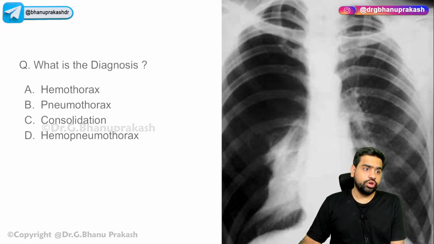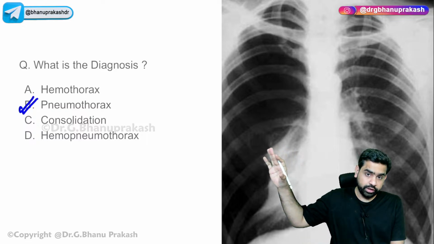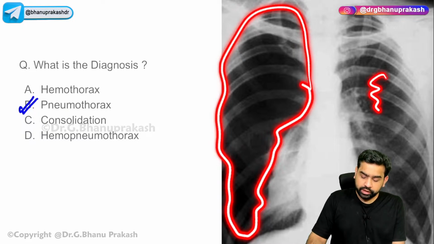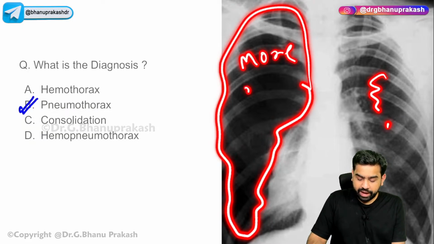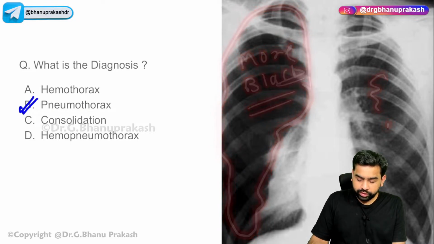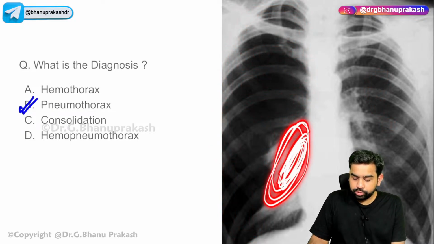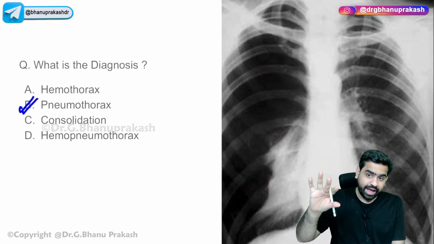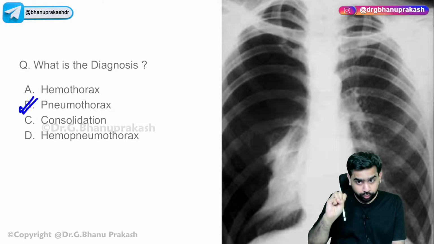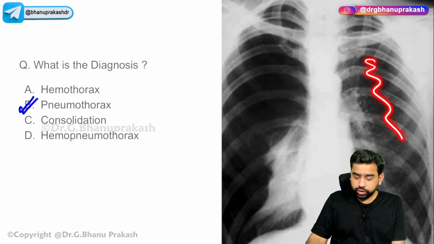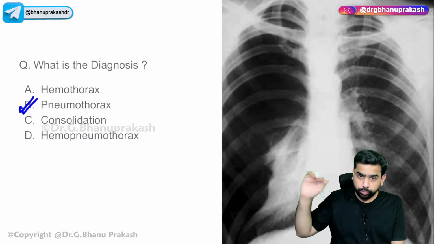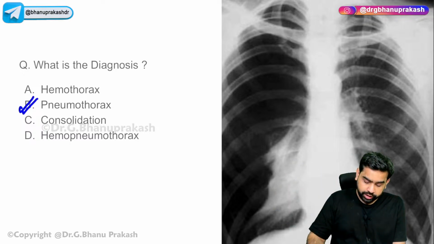Okay, so yes, it is a pneumothorax. Very good. So what you're basically appreciating over here is that this particular part of the lung is more black as compared to the other side. Why is this more black? Because the lung has collapsed over here, leading this part to be more black. The haziness you see over here is because of the bronchovascular markings, and this is the diagnosis of your pneumothorax.